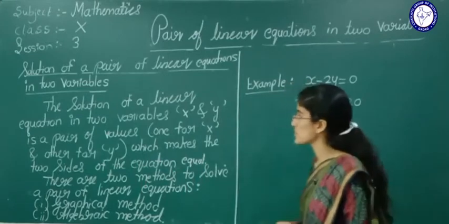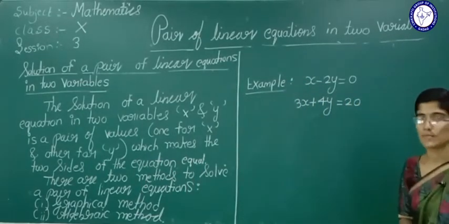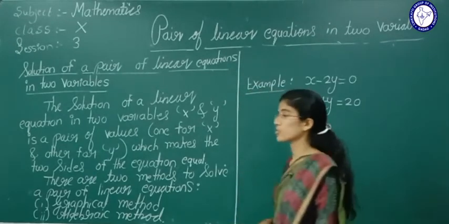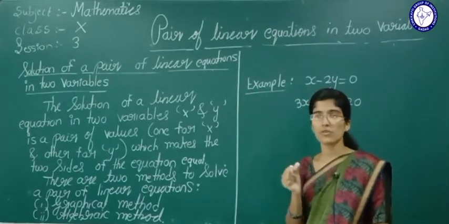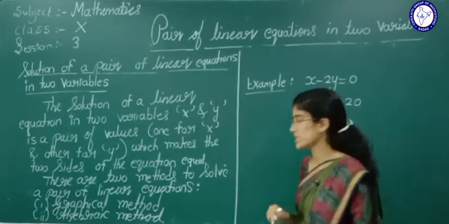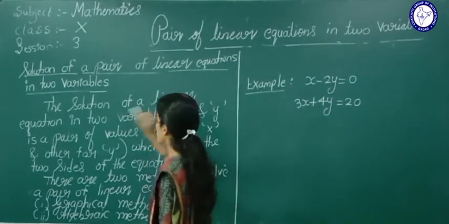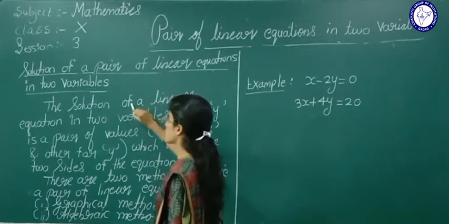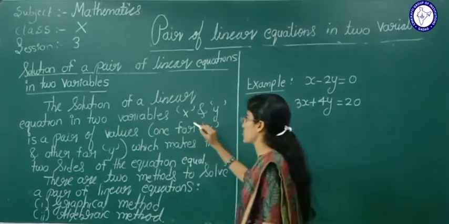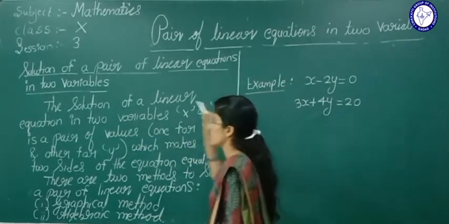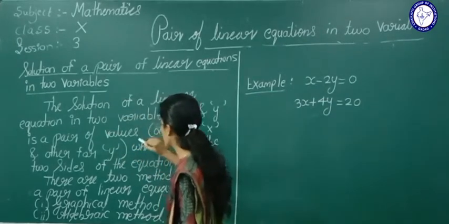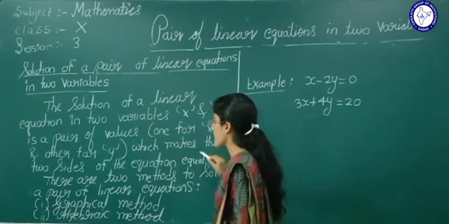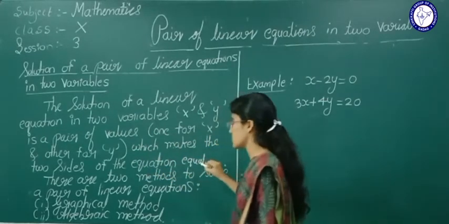In today's class we are going to see the next concept, that is solution of a pair of linear equations in two variables. What is the solution of a pair of linear equations in two variables? The solution of a pair of linear equations in two variables x and y is a pair of values, one for x and other for y, which makes the two sides of the equation equal.